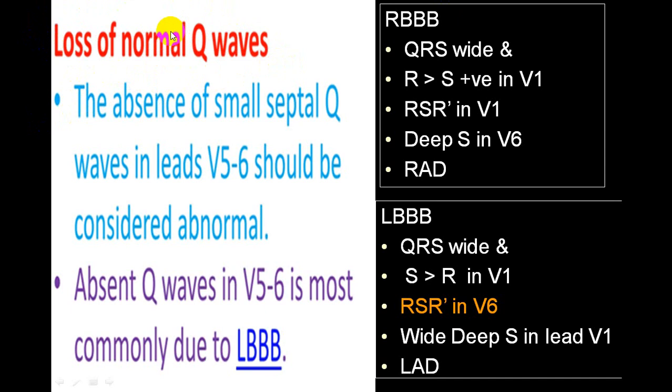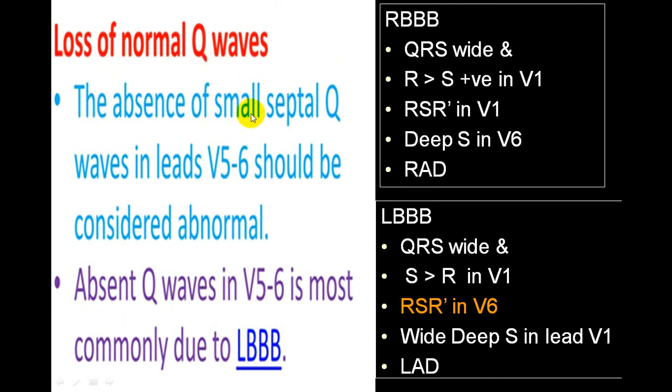Now where do you get a loss of normal Q wave? If Q wave is absent in V5, V6 and the QRS complex is broad, then always suspect left bundle branch block. In that condition, you will have a broad QRS with an RSR' pattern and absence of Q wave. It is in favor of left bundle branch block, where you will have almost no Q wave, or what we call loss of normal Q wave.